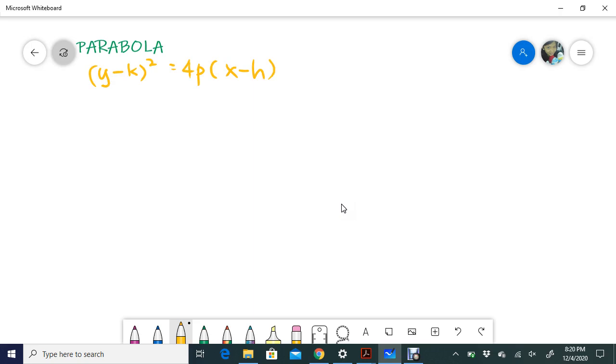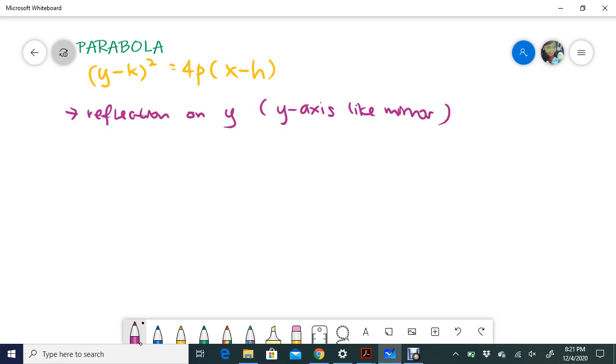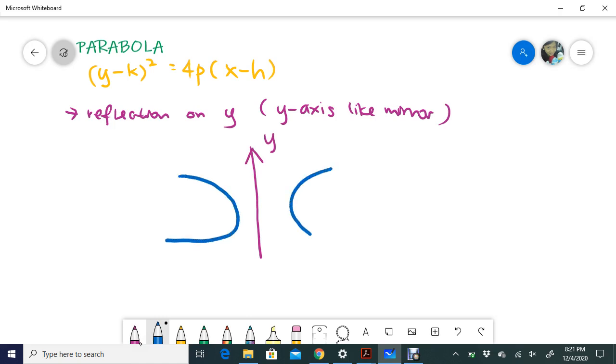So if that is the case, you should know that the reflection will be on y. In other words, your y-axis is like a mirror. Meaning to say that your y-axis will be like a mirror. So how will your parabola look like? It will be either turned to the left or turned to the right.